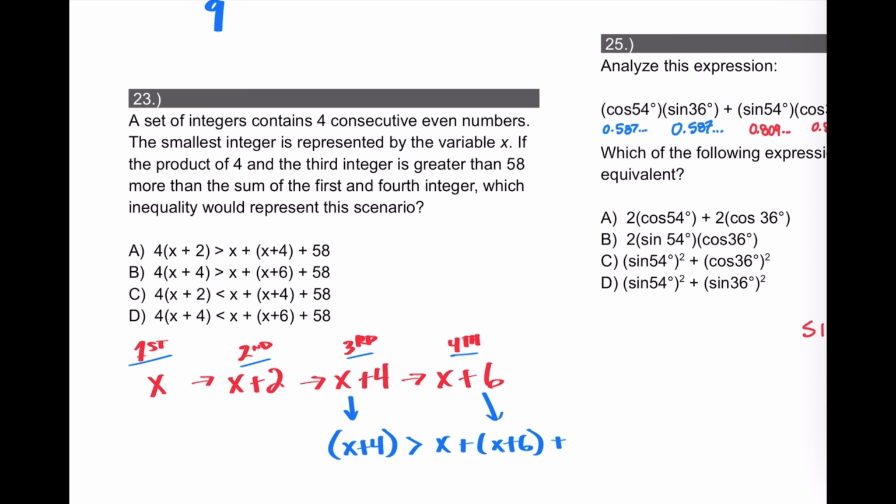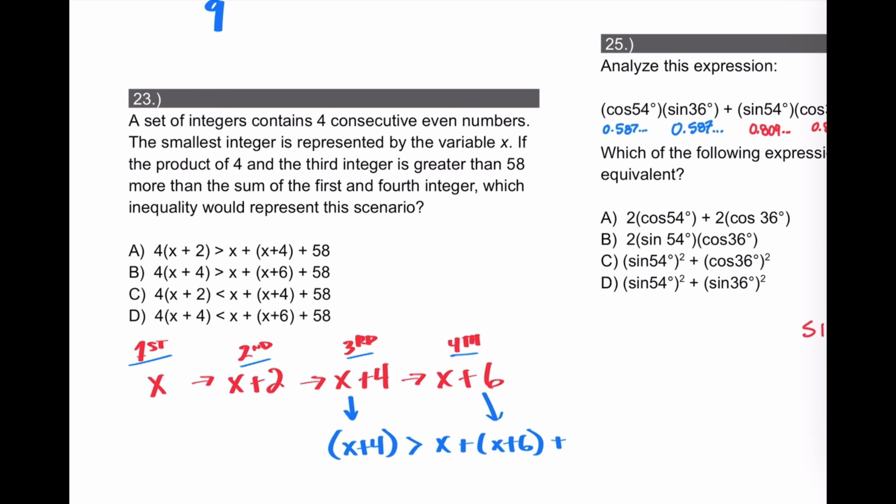Looking at 23, a set of integers contains four consecutive even numbers. I've seen these problems before. I'm going to stop there. Let's think about this. Four consecutive even numbers. We're going to start with x. That's the smallest integer. And then we're going to add 2 for the next one, then add 4, and then add 6. I've laid that out there so you can see that.